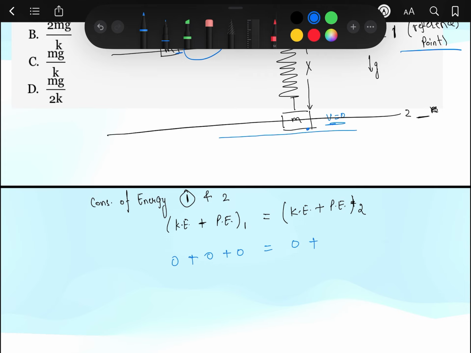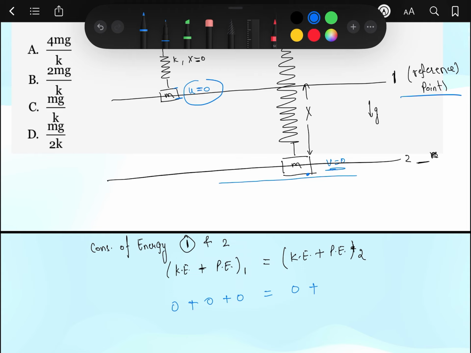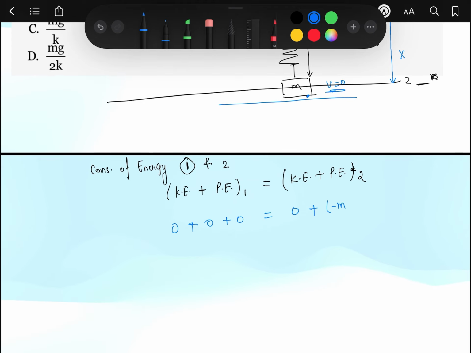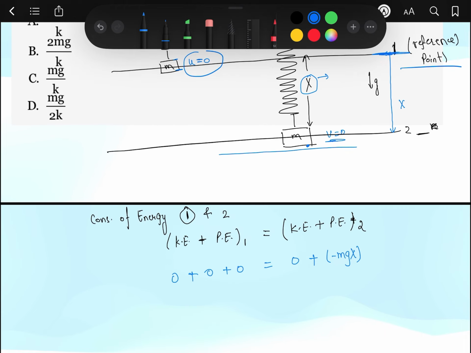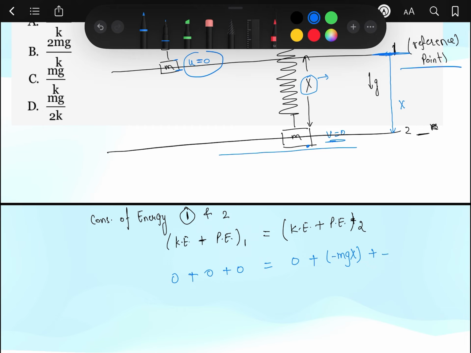Now what is the gravitational potential energy at level 2? We are going in the downward direction. This is the reference level, and let us suppose we go a distance x downward. So there will be a negative mgx, the gravitational potential energy. Now there is an extension in the spring equal to x, so there is spring potential energy stored in the spring equal to half kx squared.